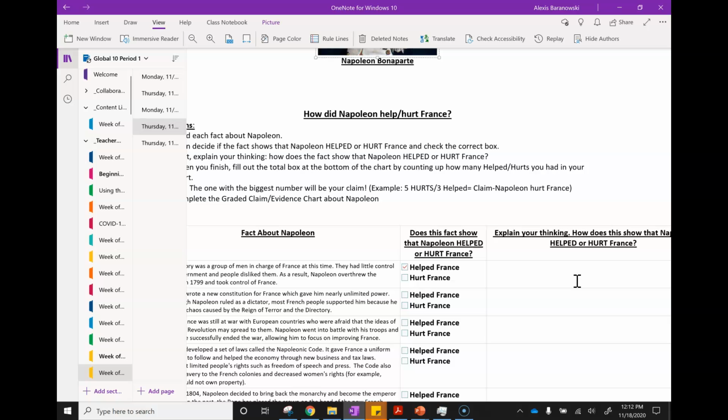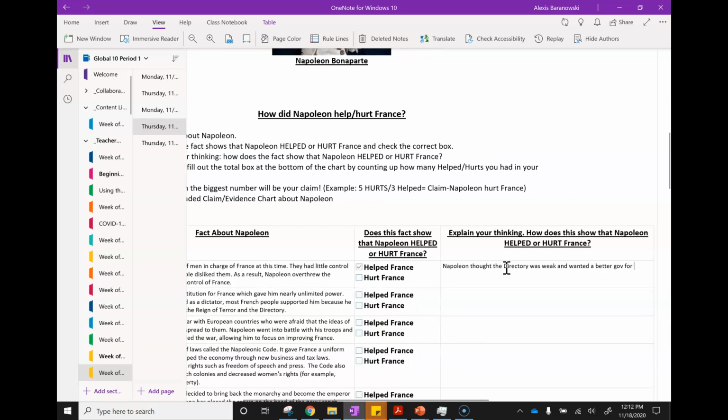So I picked help because the government at the time, the Directory, wasn't very well liked. It wasn't really doing a good job. So Napoleon saw that this was a problem and did something about it, right? He overthrew the government. So I'm going to say for my answer, Napoleon thought the Directory was weak and wanted a better government for France. Okay, so notice I'm not looking for you to write multiple sentences here. This can be brief, just a few words to try to explain your thinking.